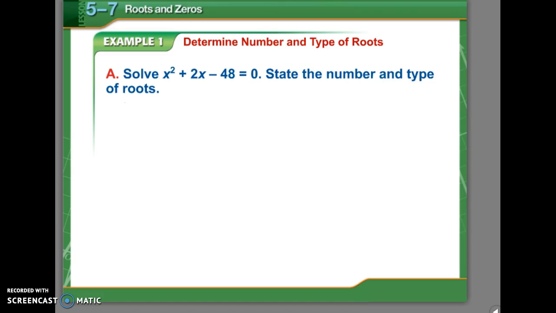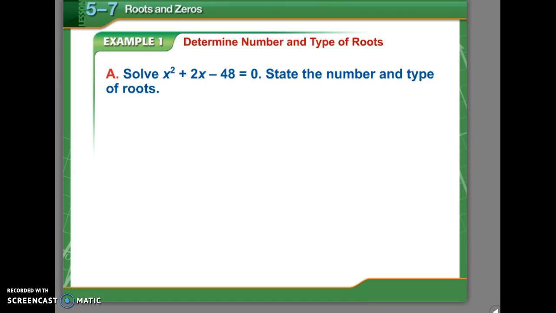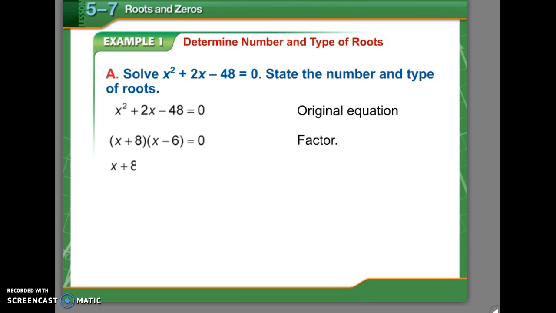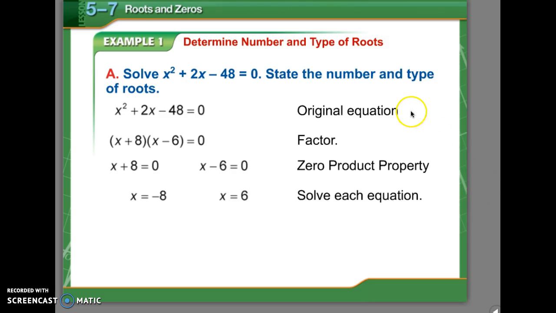So example 1, we have the problem. It says solve x squared plus 2x minus 48 equals 0. State the number and the type of roots. And this goes back to something we did in Unit 1. We can figure this out by doing the discriminant. At least doing the discriminant will tell us the type of roots and the number of roots.